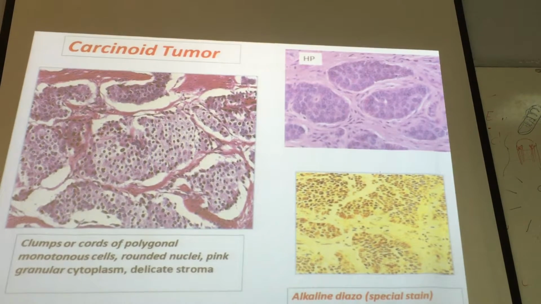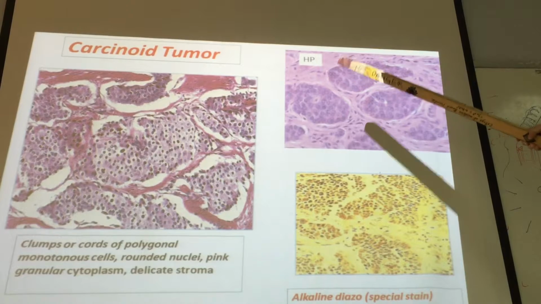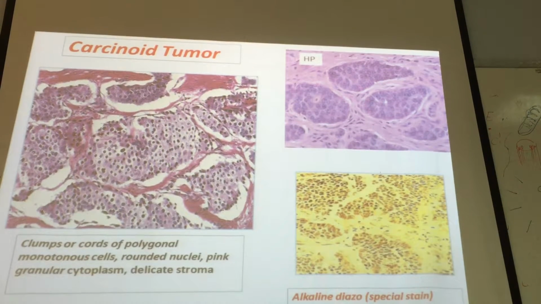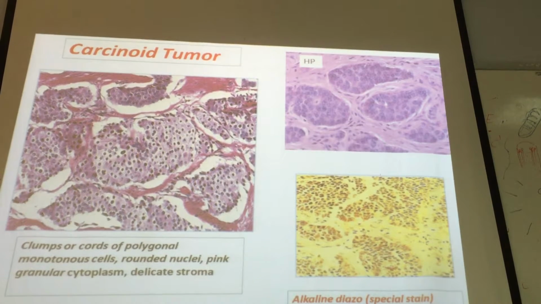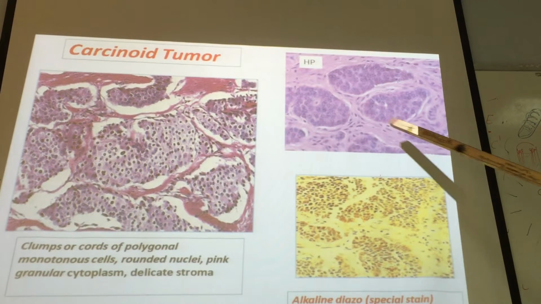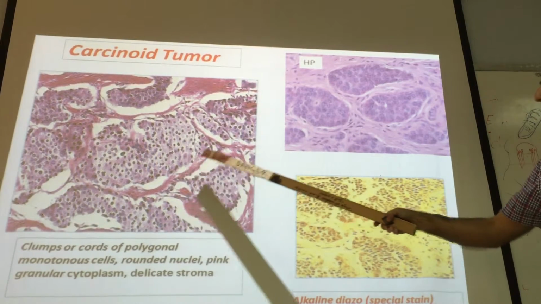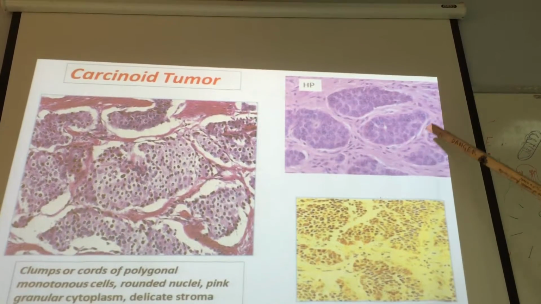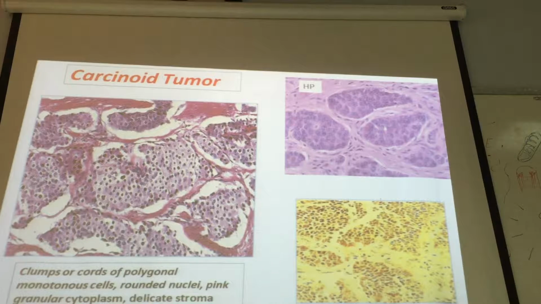So here is another one. Here the stroma is more. Sometimes you can find the stroma is more. This is called desmoplasia. It is a reaction of the body towards the tumor. Here it is less, isn't it? But here in between the tumor you find more fibrous tissue. So this is desmoplastic response.